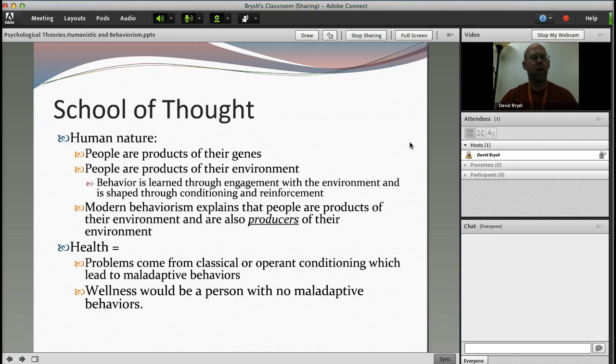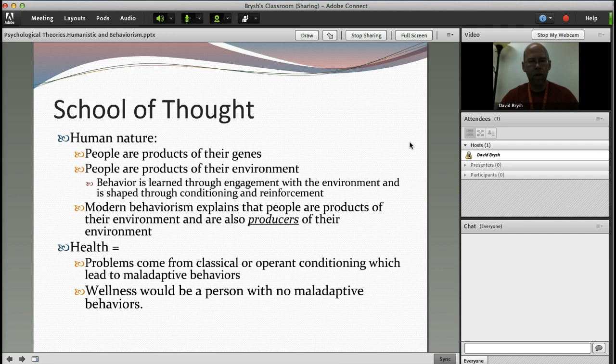The second part is about human nature, right? And the behaviorist school of thought believes a couple of key points. One of which is that people are products of two things, their genes and their environment. I'm sure a lot of you have heard the story about nature versus nurture, and what percentage is nature and what percentage is nurture. Nature would be genes, right? Aspects and traits you inherit from your parents. And nurture would be your environment, aspects of your behavior that are learned through interaction with your environment, right?